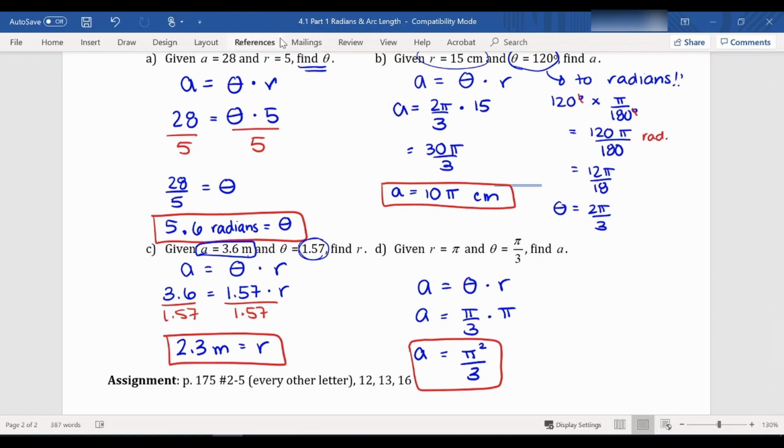Now there are some practice questions on the bottom from the Precalculus 12 textbook. You can try those for some more practice. And if you need to, you can go back and watch any portions of this video that you found difficult.